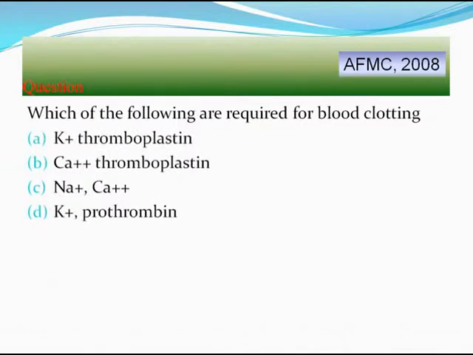Another question asked in AFMC 2008: which of the following are required for blood clotting? Potassium and thromboplastin; calcium and thromboplastin; sodium ion and calcium ion; or potassium ion and prothrombin. Can you guess the answer? It's calcium ion and thromboplastins, because calcium ion and thromboplastin are the necessary components of blood that help in blood coagulation.